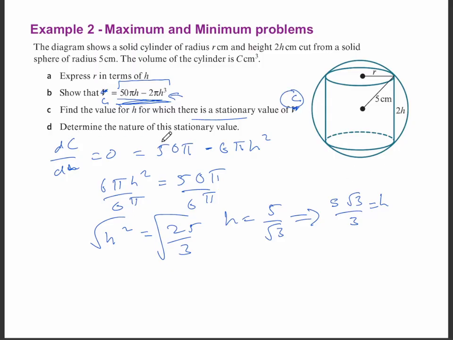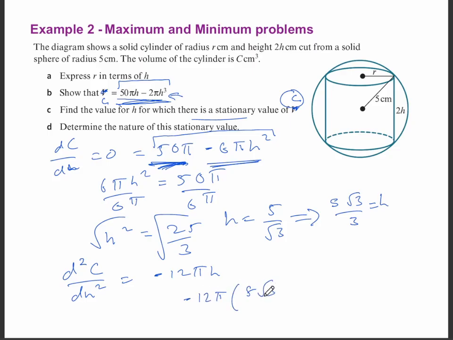Then to determine the nature of the stationary value, we have to find the second derivative, d²C/dh squared. That's going to be taking the derivative of this thing right here. This is just a constant. There is no h value, so this becomes 0. This one right here, there is an h value, so you differentiate this as normal. So negative 12 pi h, that's going to be our second derivative. Then we can put in this value of h. We're going to get negative 12 pi times 5 root 3 over 3, which will give us negative 20 pi root 3. This is going to be a negative value.